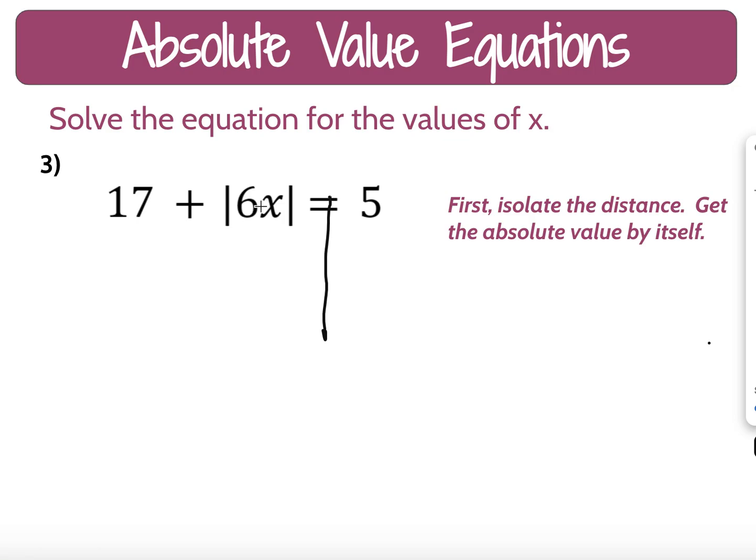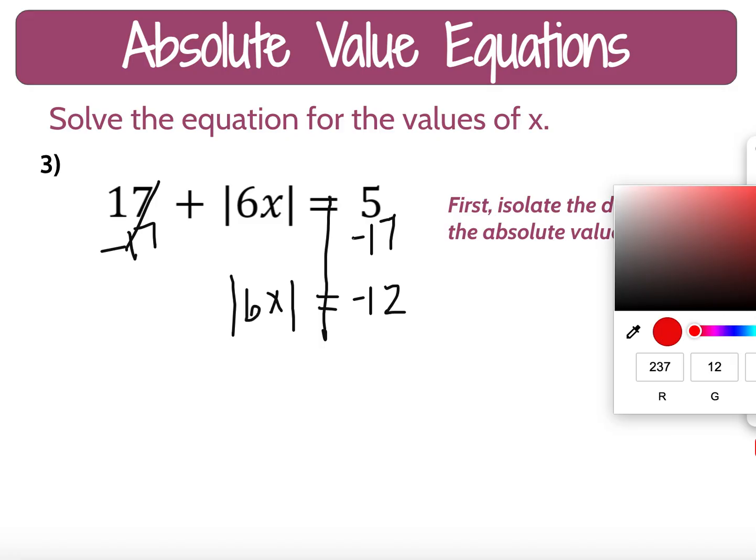We see here that the absolute value is being added to 17, so we're going to take away 17. That makes 0, take away 17 right over here. And now I get the absolute value of 6 times x is equal to negative 12. All right, so ready to solve this one. We'll go back to red.